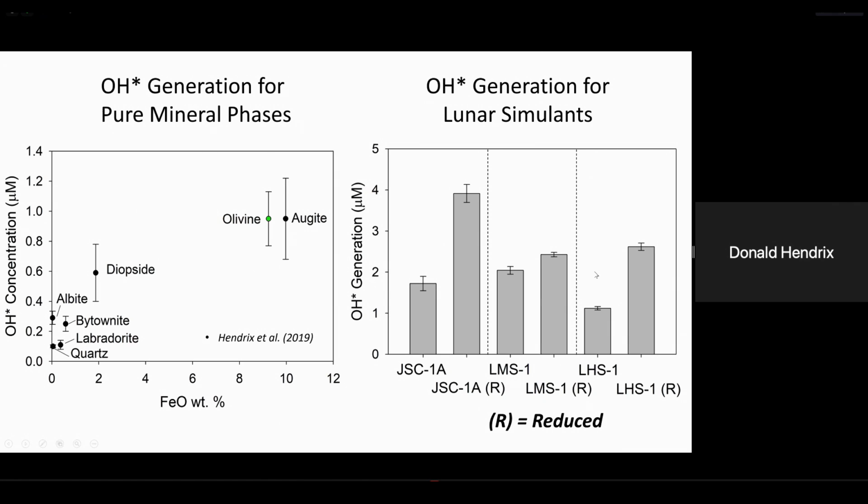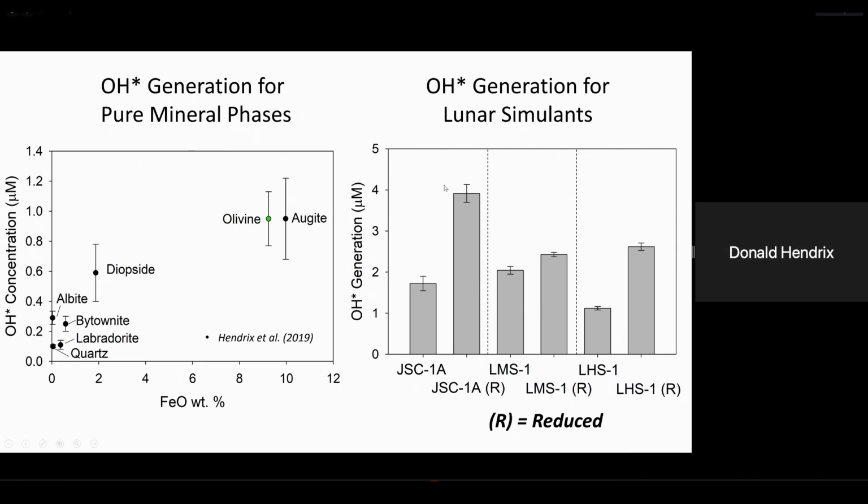For our Highland simulant, the non-reduced one makes a little bit more than 1, so it's kind of as expected. There's not many iron-rich minerals present in the Highland simulant, so it came out about where we expected it to. But then if you look at the reduced Highland simulant, it makes almost 3, so it's a significant increase in reactivity. And the main takeaway from this is that the addition of metallic iron causes a very large increase in reactivity.